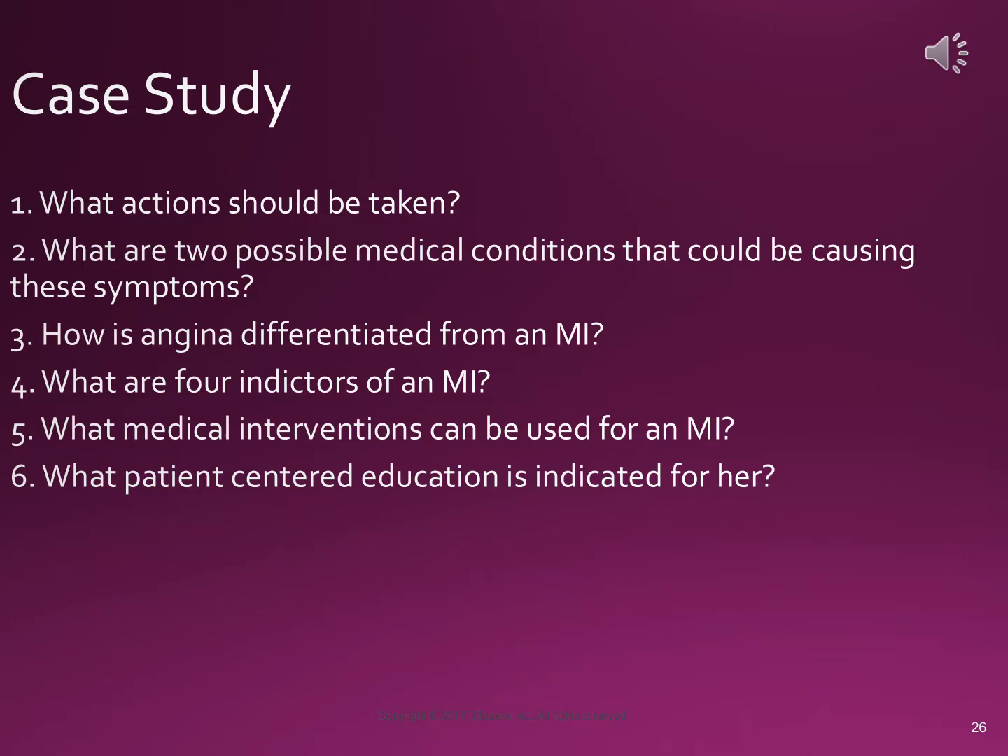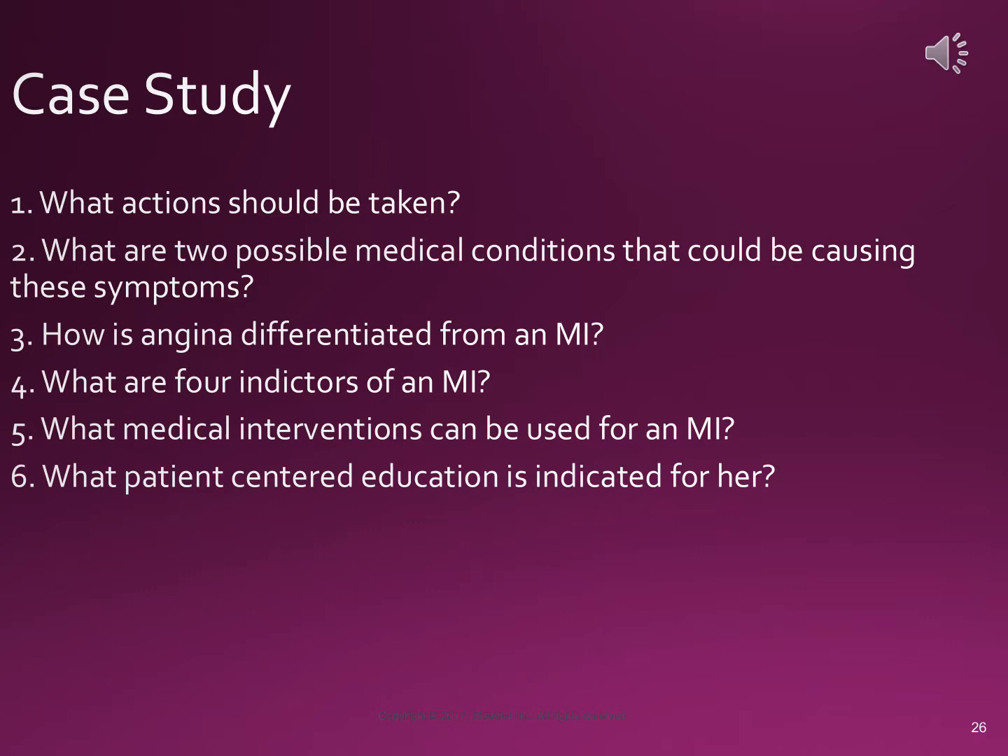What are two possibilities here that could be causing this? Well, she could just be having some angina. That's a possibility. Or it could be an MI. How is angina differentiated from an MI? Well, nitroglycerin or rest usually stops the chest pain associated with angina. Neither nitroglycerin nor rest will alleviate the pain from a myocardial infarction.